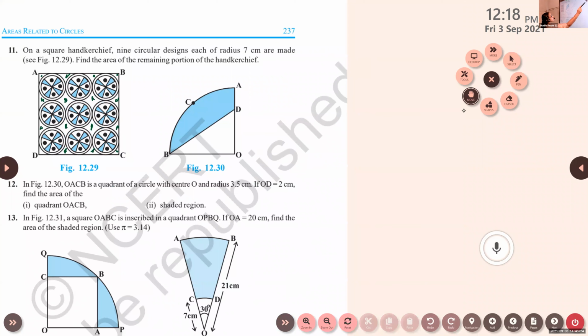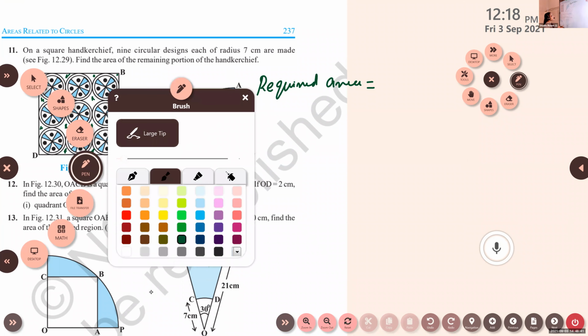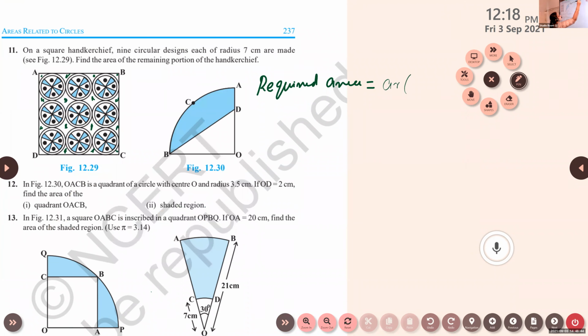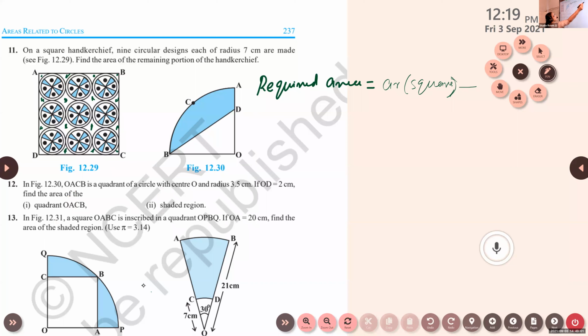Area of 9 circles, isn't it? So required area is area of square minus 9 into area of circle.